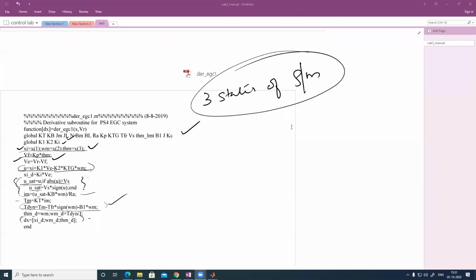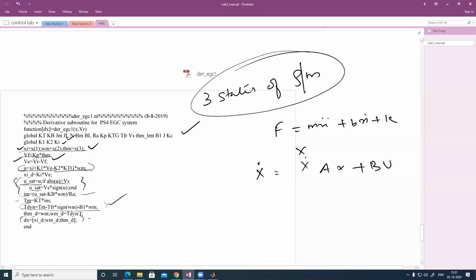So we have studied a bit of the state space. State space is simply that F is equal to m x double dot plus b x dot plus k x. These are in 2 states. Which are the states? x and x dot are states. So like that you are converting to x dot equal to Ax plus Bu. So this is called the state equation, x dot is equal to Ax plus Bu.